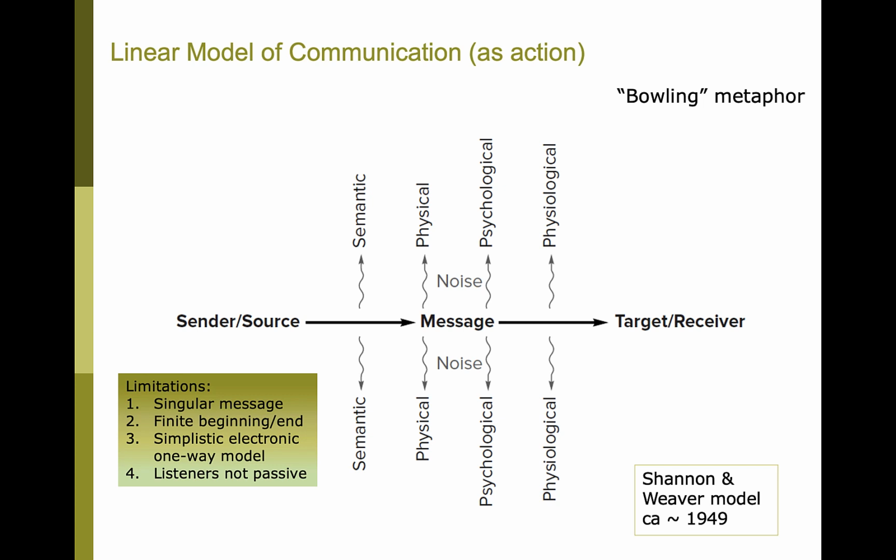So what are some of the limitations? One, that the message is somehow singular, right? You've got this singular message that's going down this tube or this line from one person, one place, one source to one receiver. It's also finite. You've got a beginning of that message and an end of that message. So there was kind of a simplistic electronic one-way model that they were limited by what they knew technologically, environmentally, how communication was happening. And they obviously were biased because of their training in electronic engineering.